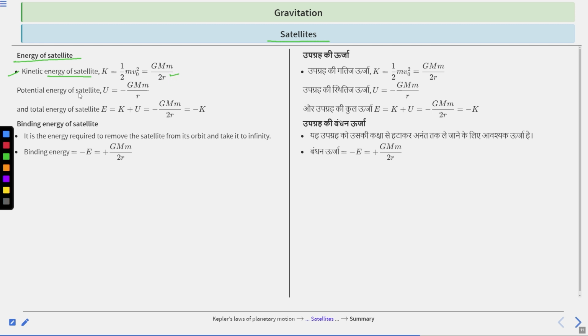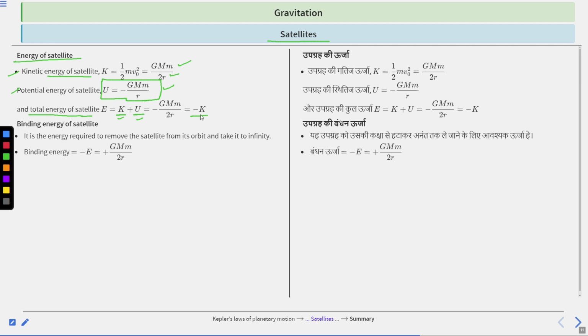And potential energy of satellite. This one, U equal to minus GMm divided by r. So this is the potential energy of satellite. And total energy of satellite is equal to the sum of kinetic energy plus potential energy. So adding this kinetic energy and potential energy, you will get the total energy of satellite. After adding, you will get minus GMm divided by 2r, which is equal to minus K.